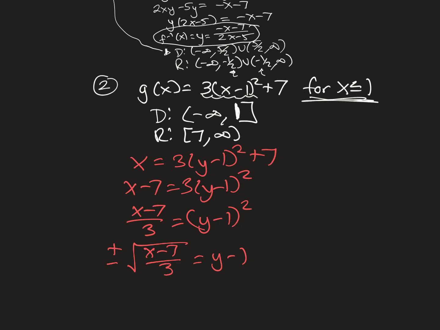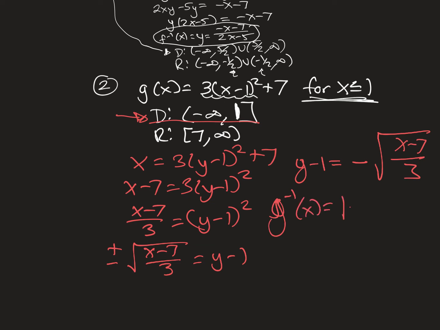So which is it? Well, that's when we look back to our restriction and our original function. So this domain restriction, well, that should be the range of my inverse. So which, the positive square root or the negative square root, will end up having this range? Well, it's got to be the negative square root. So continuing with this, I've got y - 1 equals negative square root of (x - 7) over 3, and then add 1. So my inverse, g inverse of x, is equal to 1 minus the square root of (x - 7) over 3.